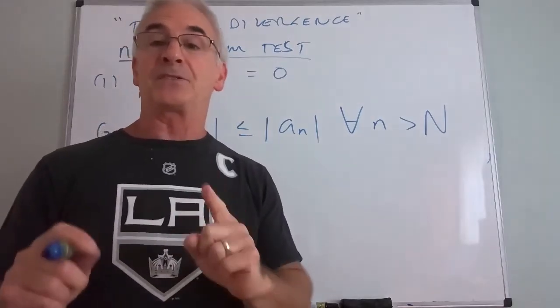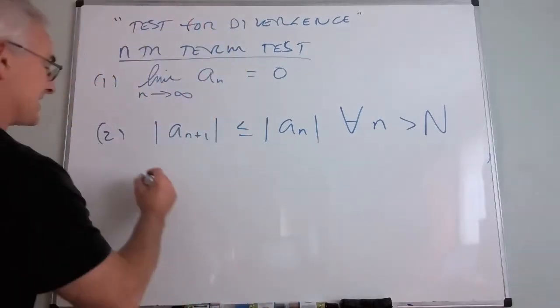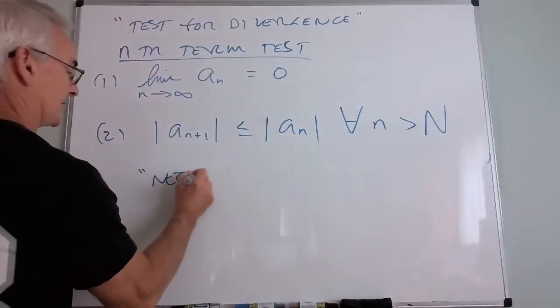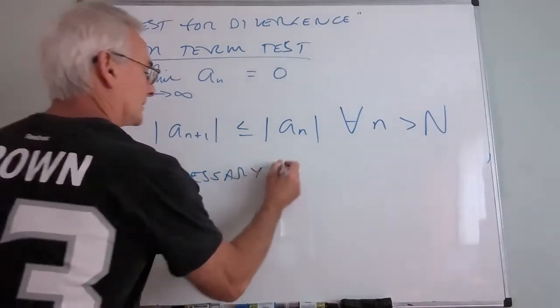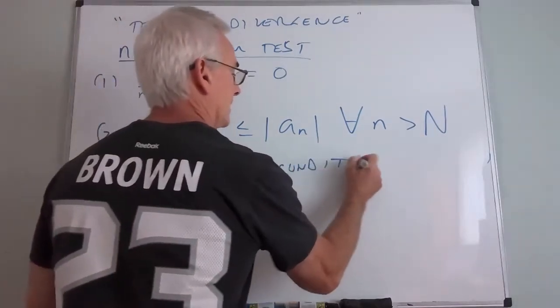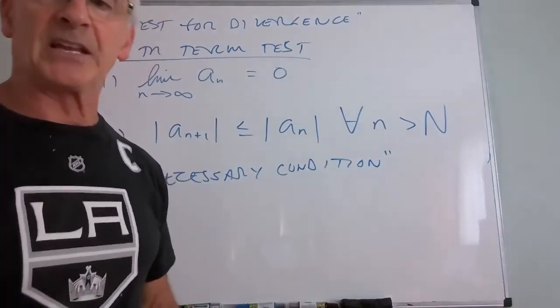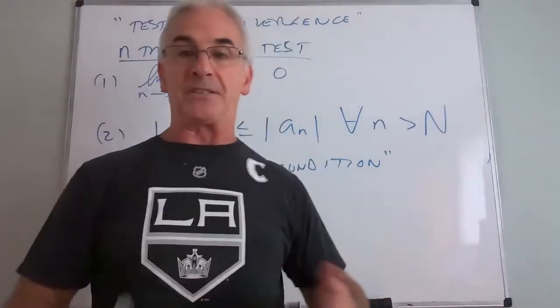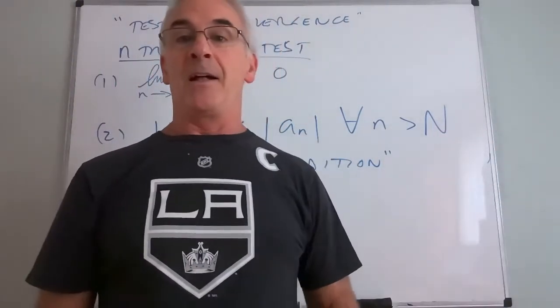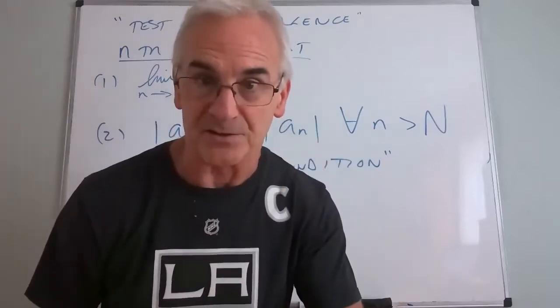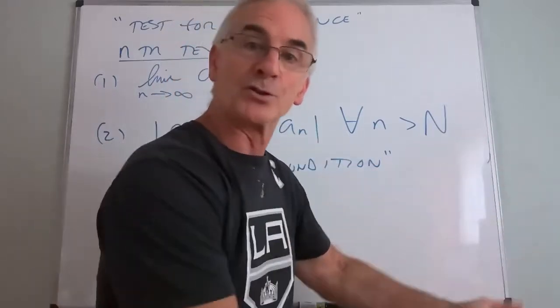Now, this is what is called a necessary condition. I'm going to explain. This is a logic term. And this is very important that we understand this. A necessary condition does not guarantee a conclusion. The failure of a necessary condition guarantees the conclusion won't happen.